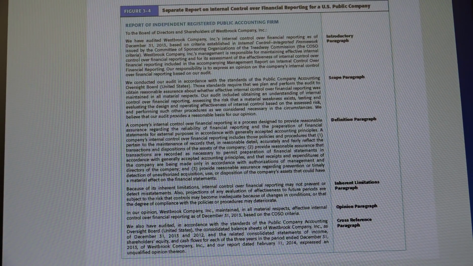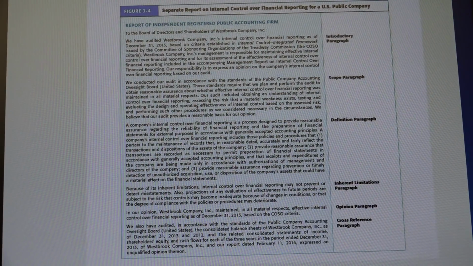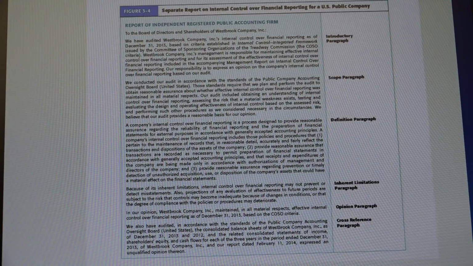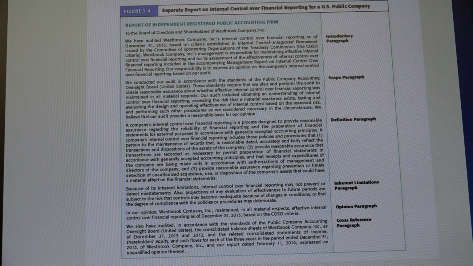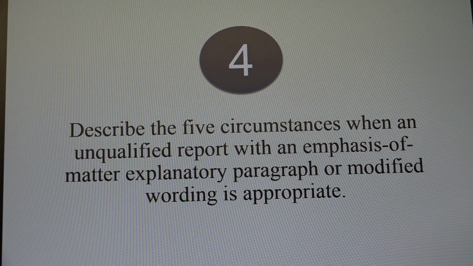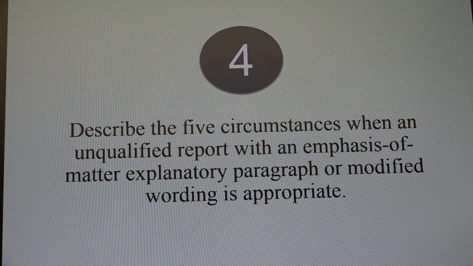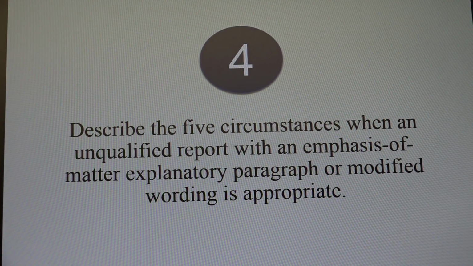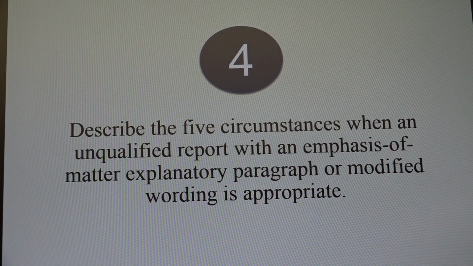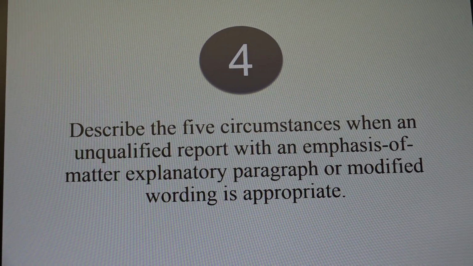And here we show one of those cases where the auditor has decided to issue a separate report on internal control, but you don't have to. And so there are 5 circumstances when an unqualified report with an emphasis of matter explanatory paragraph or modified wording is appropriate.